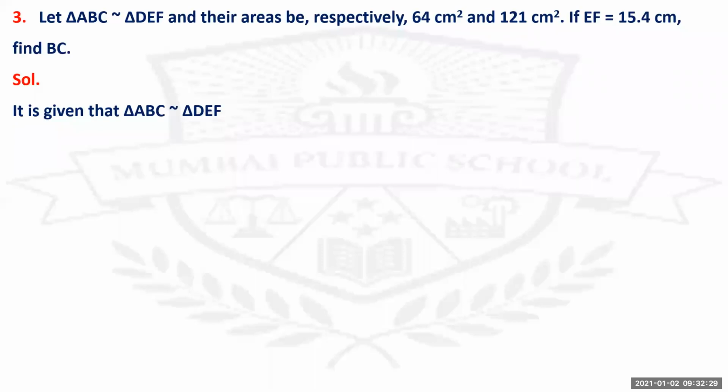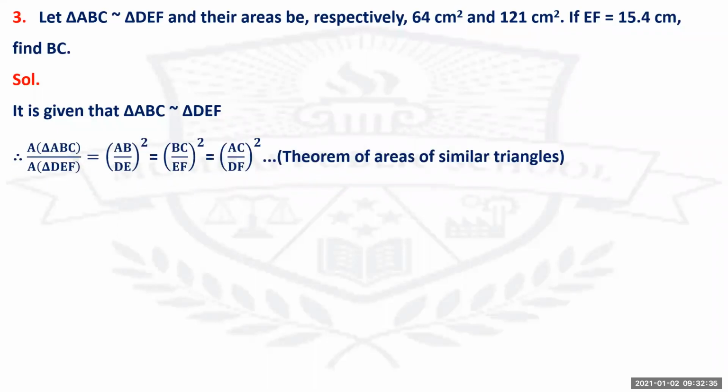Check, it is given that triangle ABC is similar to triangle DEF. So you'll get the corresponding sides in proportion. Therefore, area of triangle ABC upon area of triangle DEF equals (AB upon DE) the whole square, equals (BC upon EF) the whole square, equals (AC upon DF) the whole square. This is by the theorem of the areas of similar triangles.